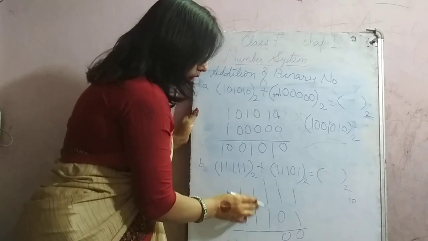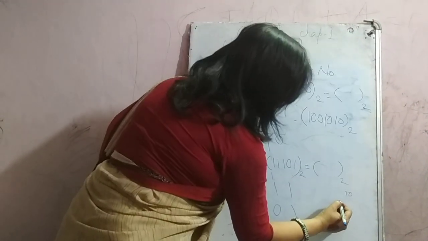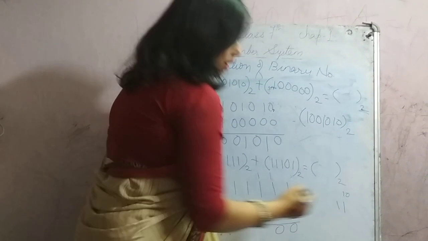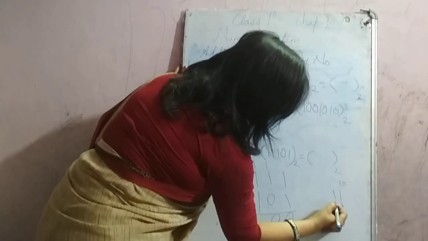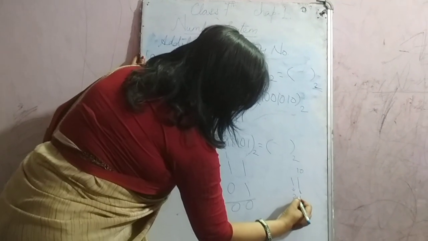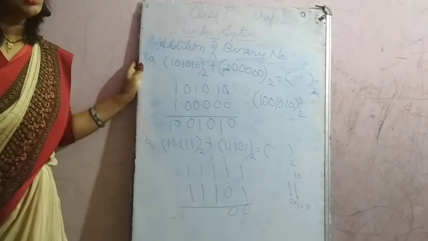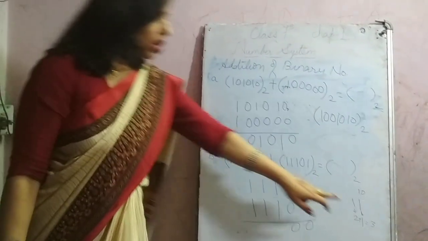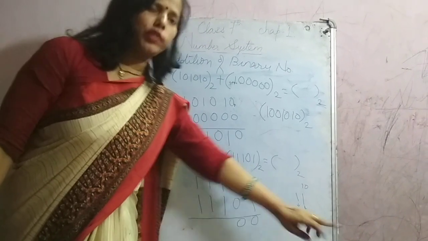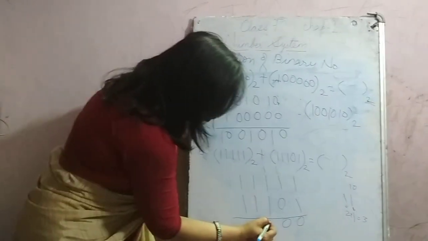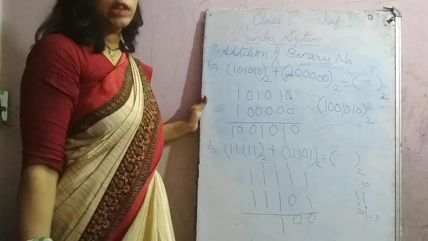Now 1 plus 1 plus 1, that means it is 3. In binary number 3 is written as 1 1. How? This is the value 1 and this one value is 2. 2 plus 1 equals 3. That means 11 is the binary number of 3. Now what we have to do? We will put here 1 and 1 will be taken as the carry.